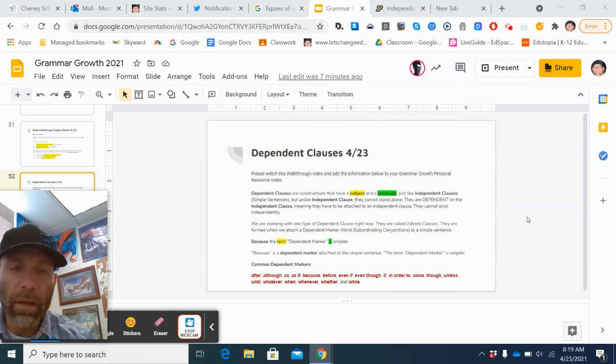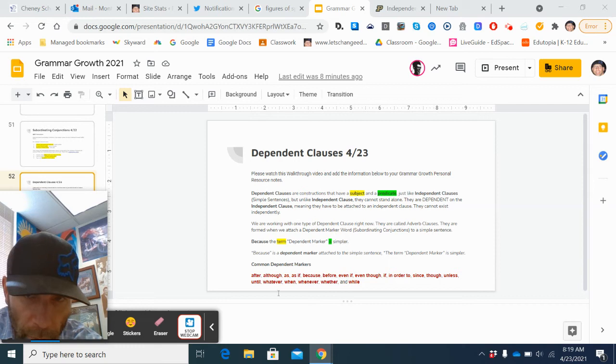Okay. And the dependent clauses that we're going to be working with are called adverb clauses. All right. And they are formed by connecting dependent markers to simple sentences, making them dependent. Here are some common dependent markers, all right? This list in red down here, all right? We want you to put all of this in your personal grammar growth resource notes, all right?